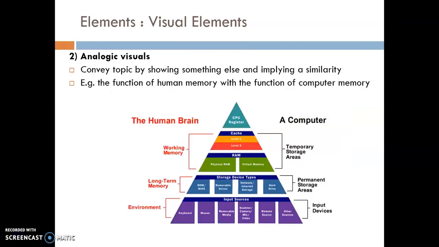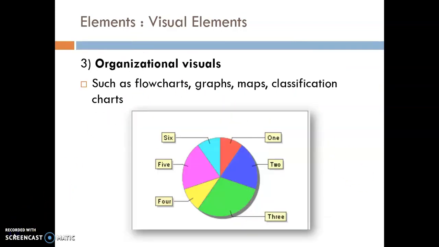And then there is the analogic visual. This analogic visual compares the function of human memory with the function of computer memory, which we can see from the diagram. It is easier for us to understand the difference between the human brain and a computer. Next, organizational visuals, such as flowcharts, graphs, maps, classifications, and also charts.